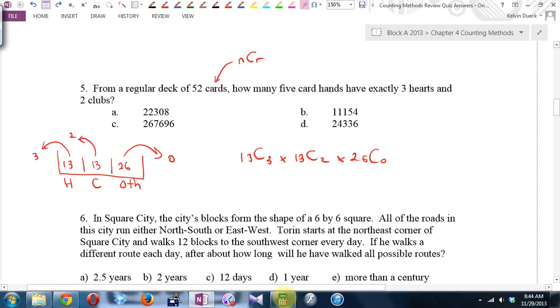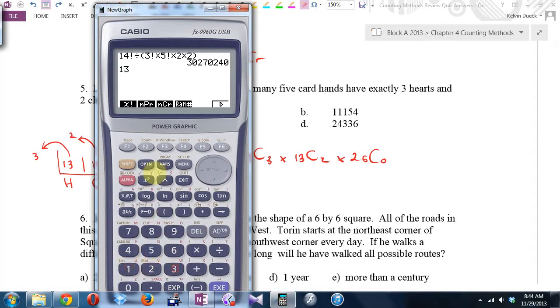I find it handy. On my calculator, though, I'm just going to go 13 choose 3, and careful, Mr. Dueck, 13 choose 2. 22,308.